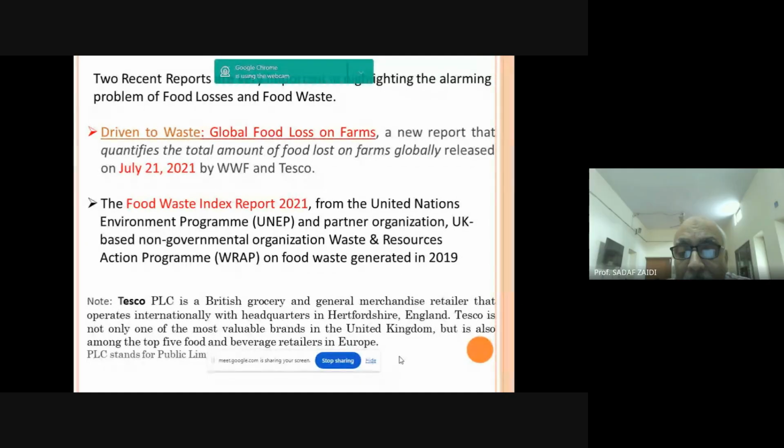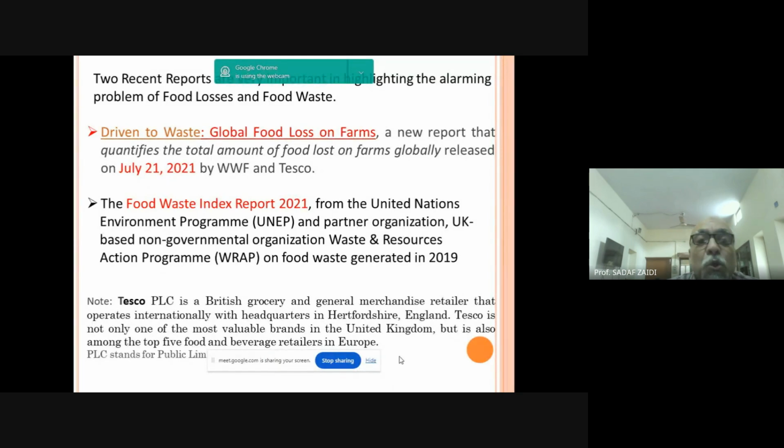Okay. So this was prepared by UNEP and a UK-based non-government organization, which is WRAP for short. It is short for Waste and Resources Action Programme, and it is based on the waste generated in 2019.